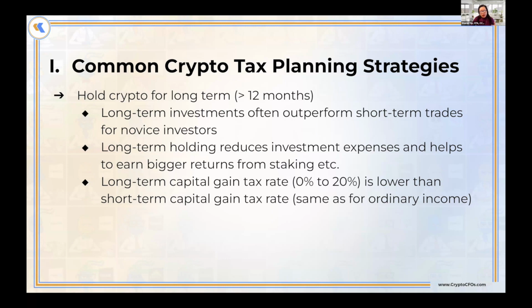But from a tax planning perspective, long-term capital gains are taxed at a lower tax rate than short-term capital gains, which are taxed at the same rate as ordinary income, so which is usually higher.